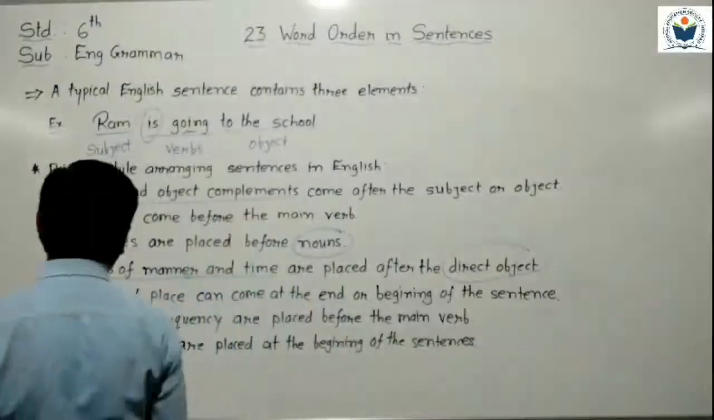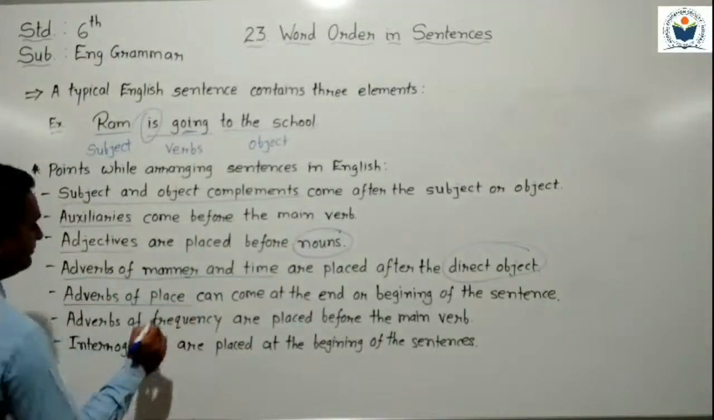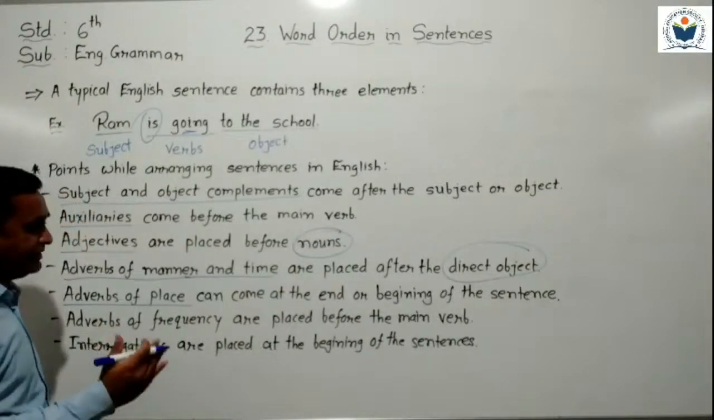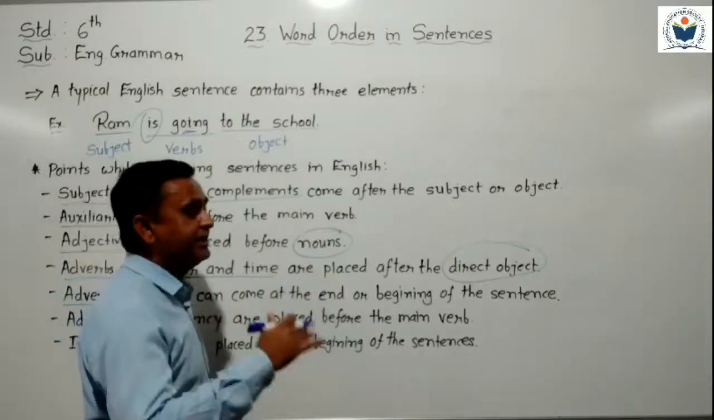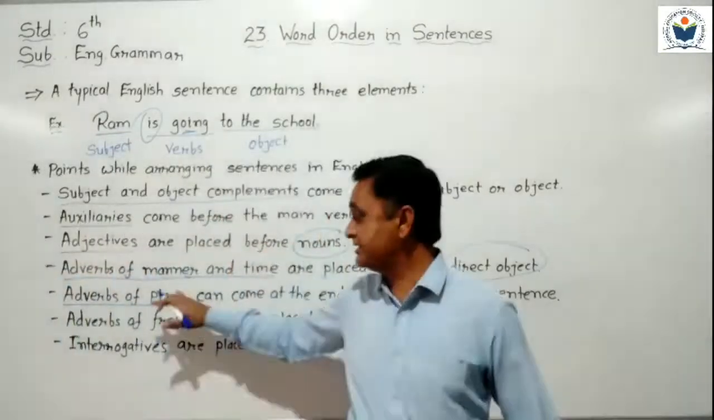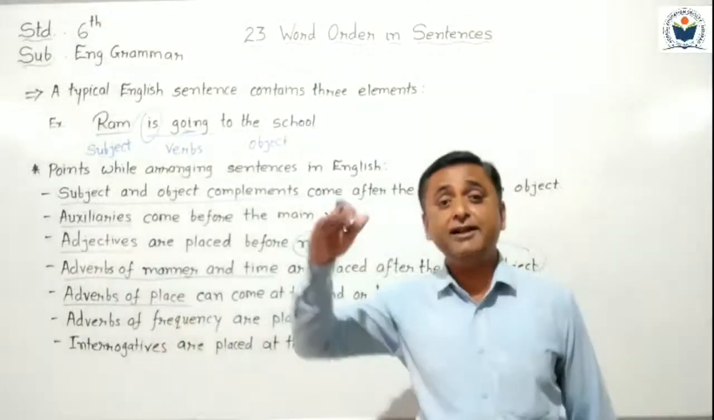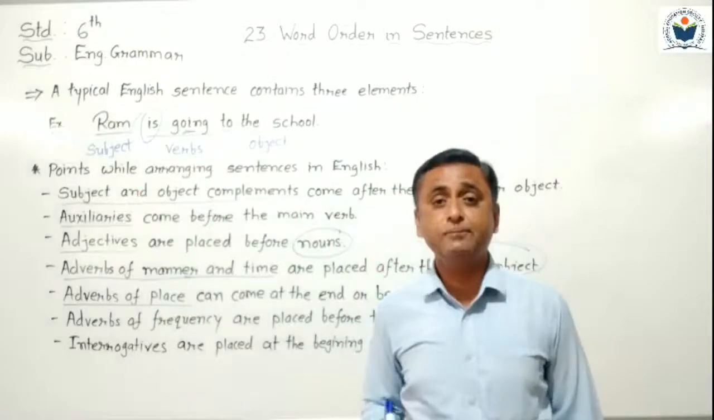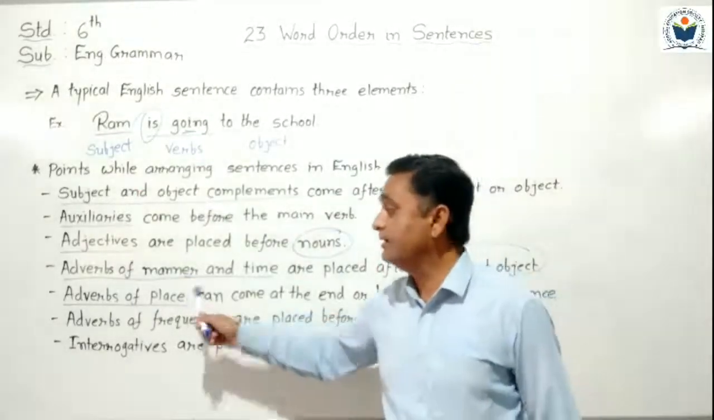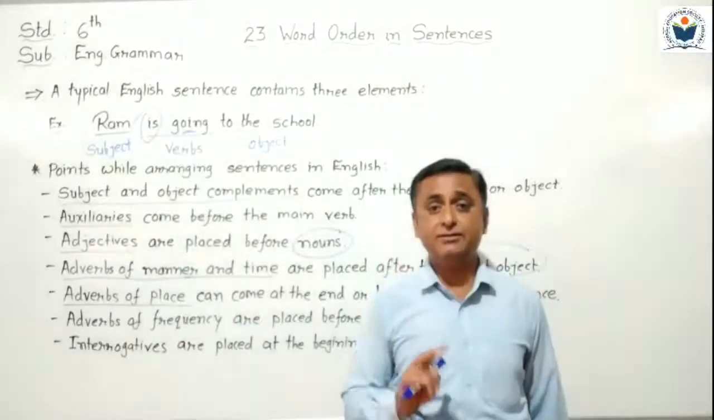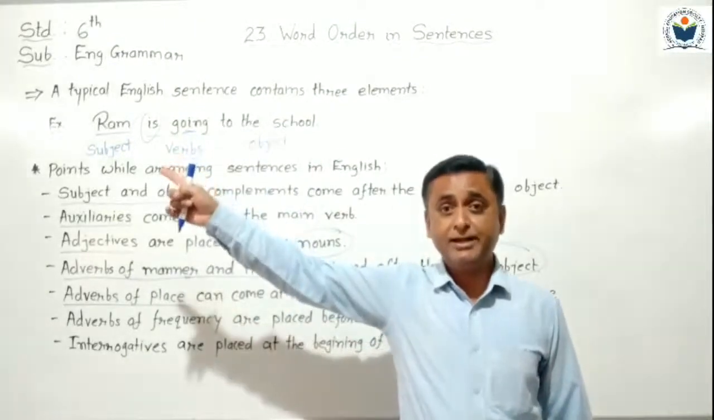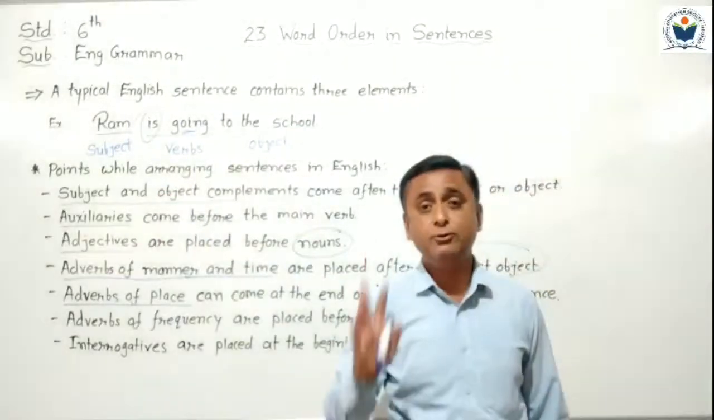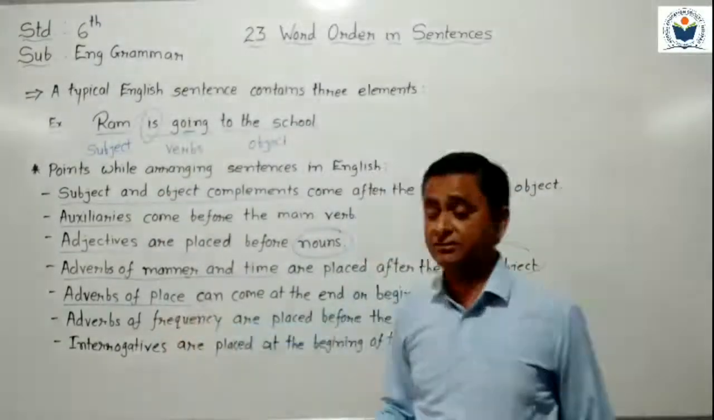देन एडवर्ब ऑफ प्लेस. नेक्स्ट वन इज दैट एडवर्ब ऑफ प्लेस. अगर हम एडवर्ब ऑफ प्लेस पुट करना चाहते हैं, एडवर्ब ऑफ प्लेस कैन कम एट द एंड और बिगिनिंग ऑफ द सेंटेंस. Adverb of place is given. It is at the starting of the sentence or the end of the sentence. Both places we can put adverb of place. हम adverb of place दोनों जगह पे रख सकते हैं. शायद पहले हम सेंटेंस के स्टार्टिंग पॉइंट में रख सकते हैं और सेंटेंस के एंड में. दोनों प्लेस पे हम adverb of place रख सकते हैं.